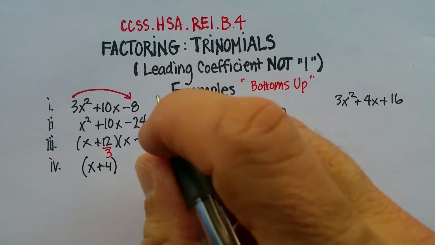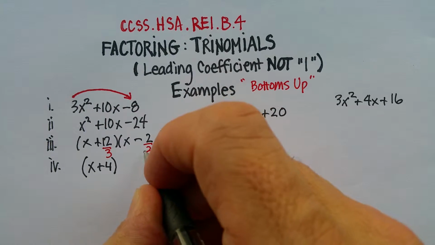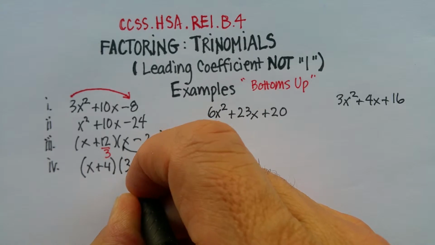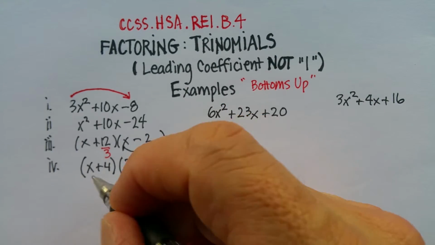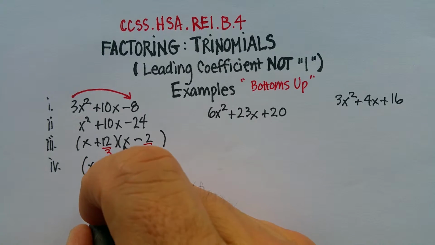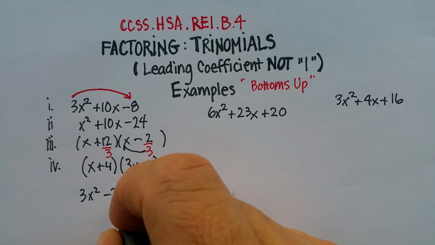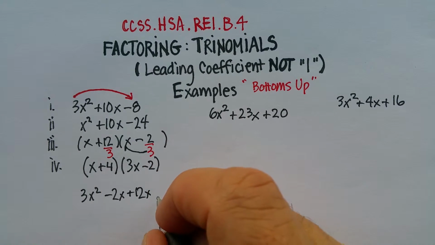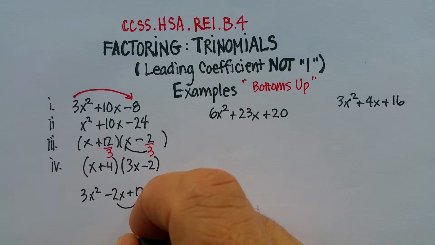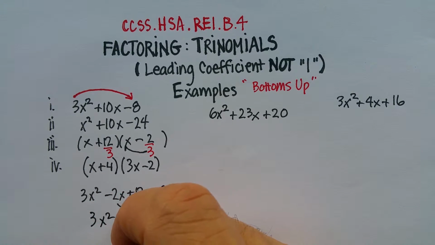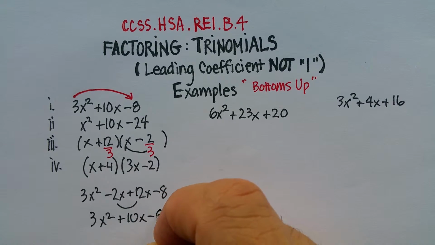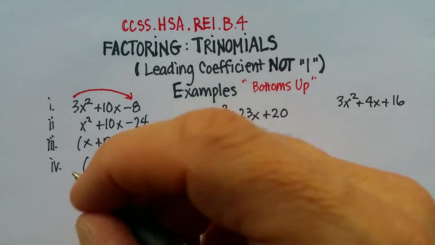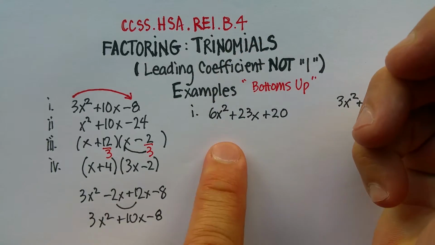This one does not. So in the bottoms up method, you take the bottom of the fraction, the denominator, and then you move it into the front. And now I have 3x minus 2. Checking this, x times x, 3x squared. x times negative 2, negative 2x. 4 times 3x, you get plus 12x. And then 4 times negative 2, you get negative 8. These combine, you get 3x squared plus 10x minus 8. And sure enough, it's the original trinomial, okay?